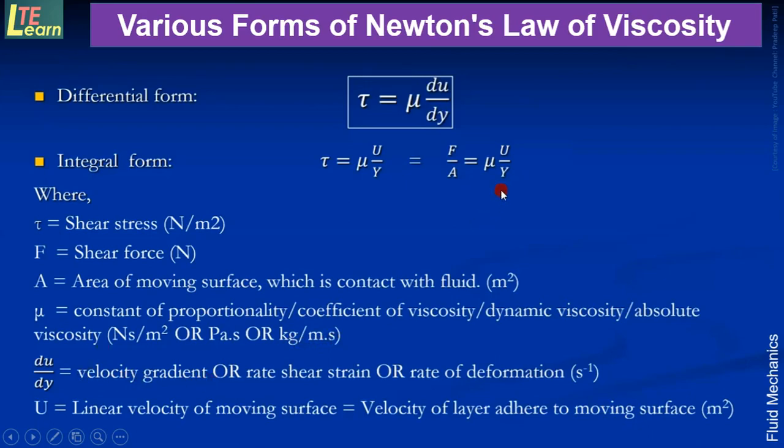Velocity gradient, that is du upon dy, is also called the rate of shear strain or rate of deformation, and its unit is per second.